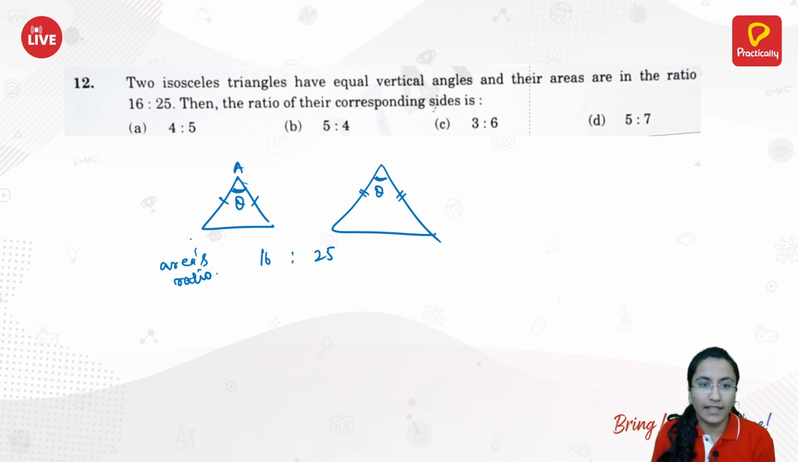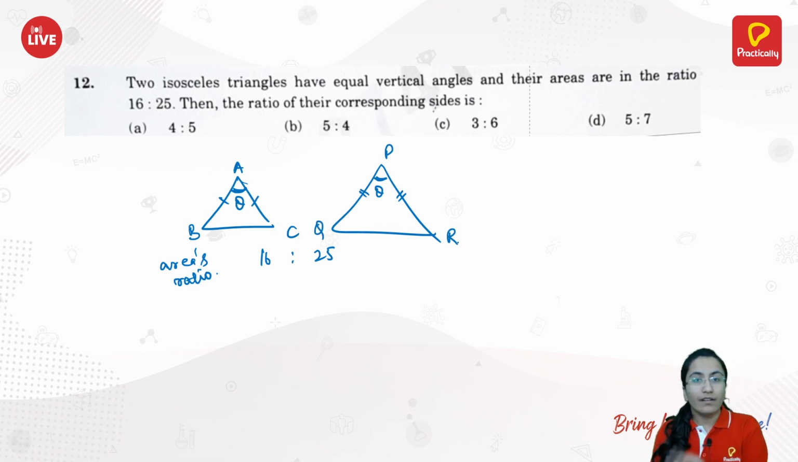Basically, if this is A, B and C and this is, let's say, P, Q and R, both the triangles are isosceles, so that means if AB equals AC, definitely this angle would be equal to this angle. And definitely this is also an isosceles triangle, so this angle is equal to this angle, right? So you can see that if this is x, this is x, and if this is y, this is y, right?